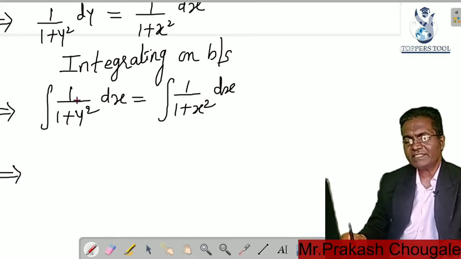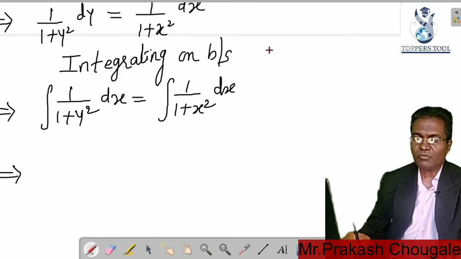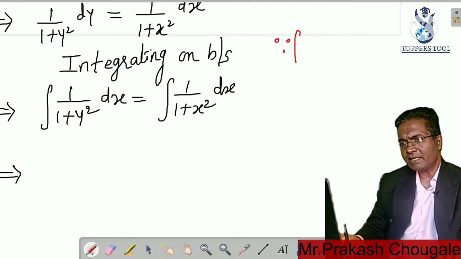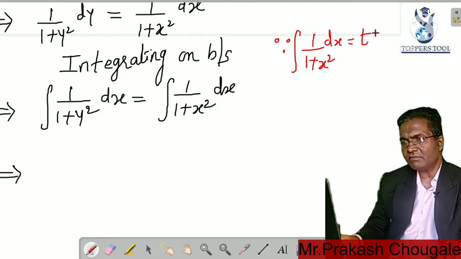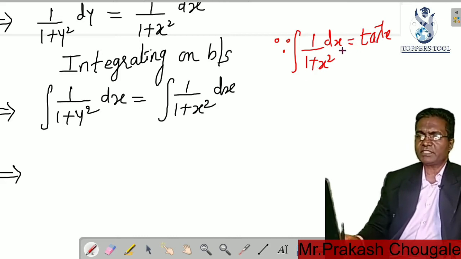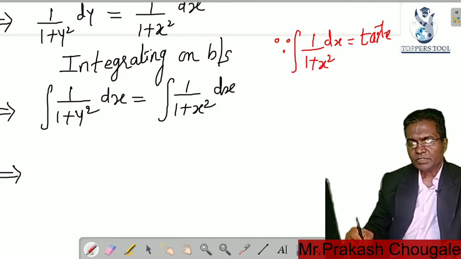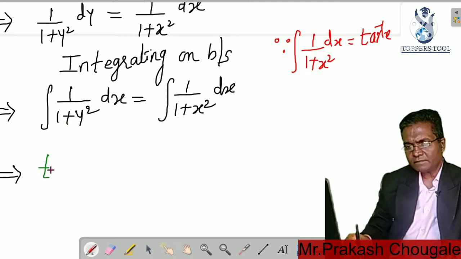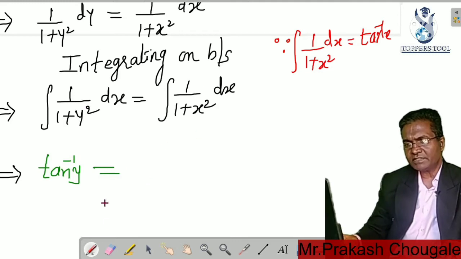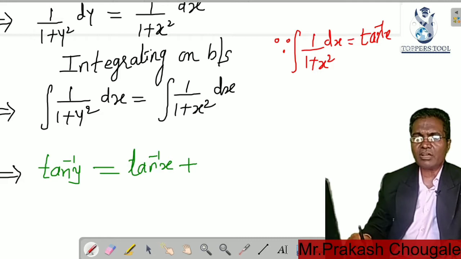So what is the integration of 1 by 1 plus y square? Remember that the integration of 1 by 1 plus x square with respect to x is tan inverse x. This must be known to you. So similarly, the integration of this is tan inverse y, equals the integration of this, which is tan inverse x, plus you have to add a constant.